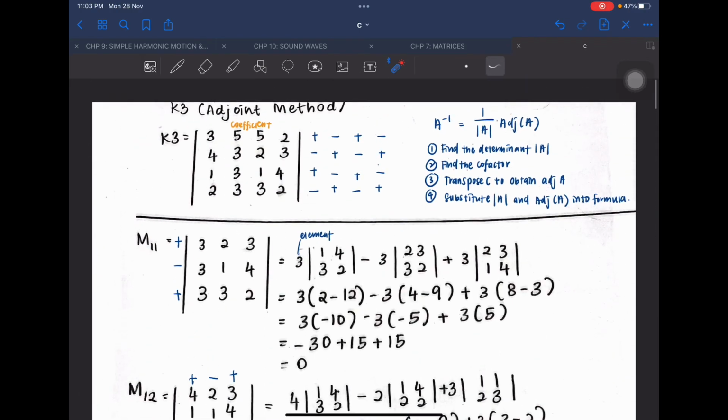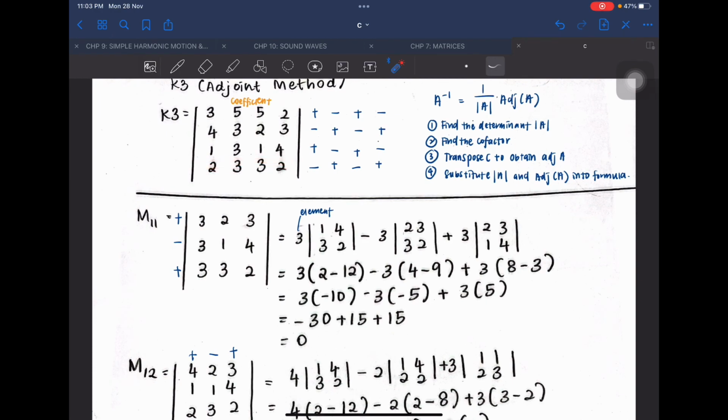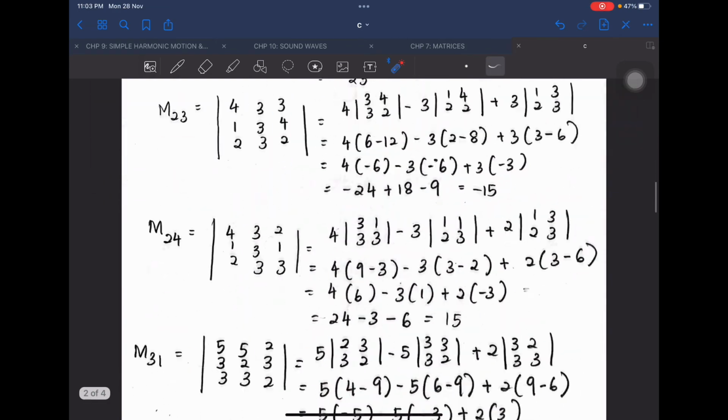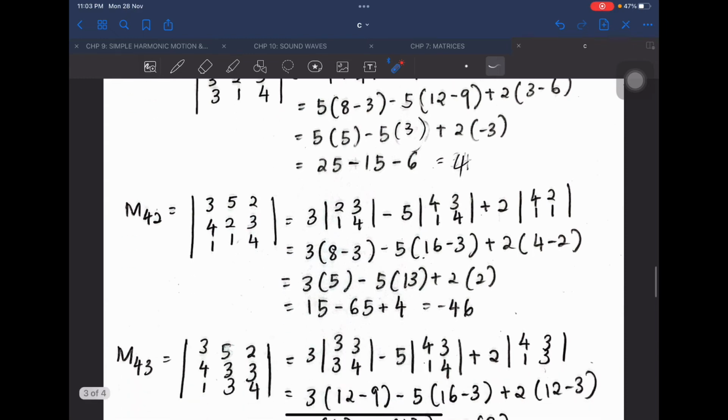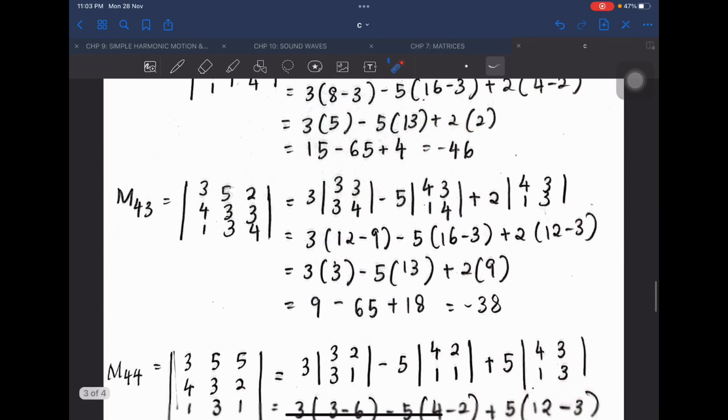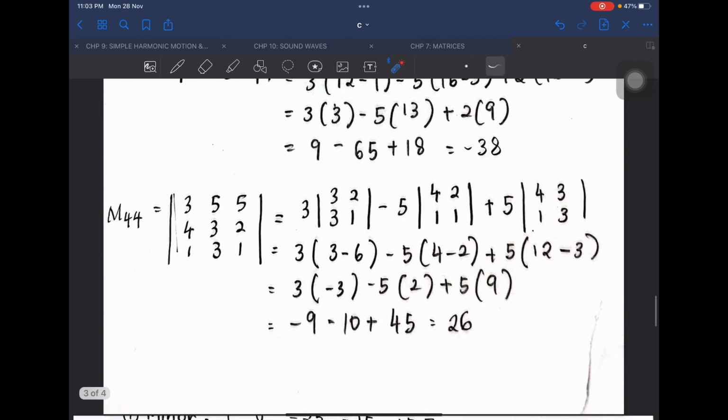So for the last row, row 4, we want to find row 4, column 1, 2, 3, 4. Do the same thing. For row 4, column 1 is 4. Row 4, column 2 is negative 46. Row 4, column 3 is negative 38. And lastly, row 4, column 4 is 26.